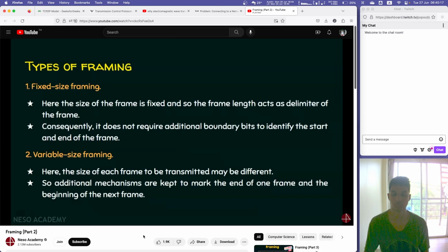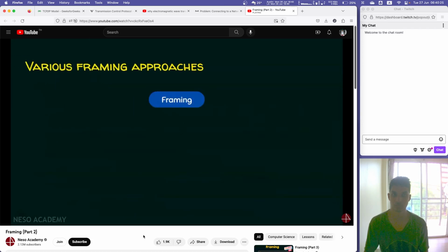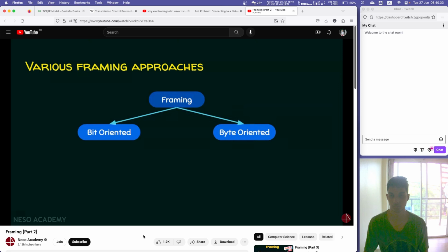So far we have seen what are the basics behind the framing and the types of framing. Let's have a look at the various framing approaches. When we talk about framing, we have basically two approaches. One, it is bit-oriented approach, and number two, it is byte-oriented approach. Byte-oriented approach is also called character-oriented approach. We will talk about this elaborately in the upcoming lectures.